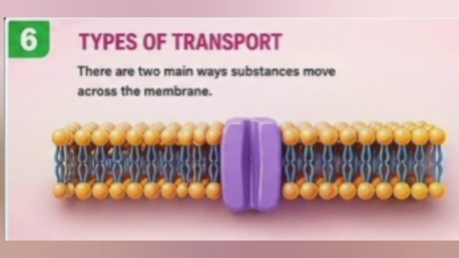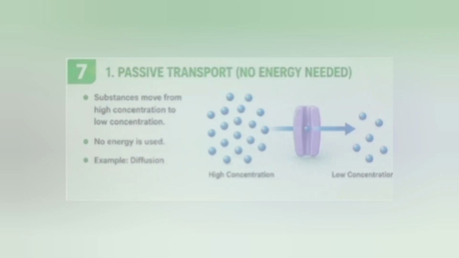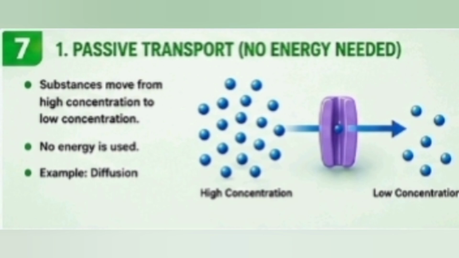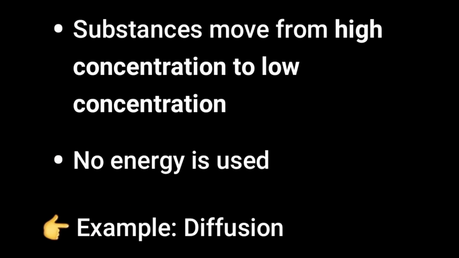Types of transport. There are two main ways substances move across the membrane. First, passive transport means no energy is needed. Substances move from high concentration to low concentration. No energy is used. Example, diffusion.